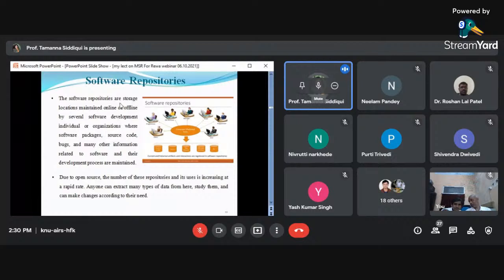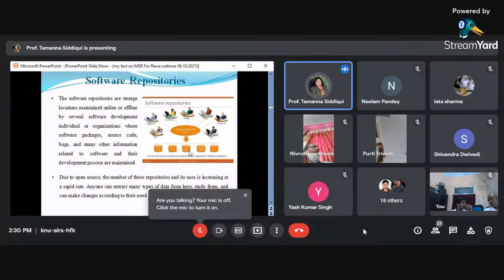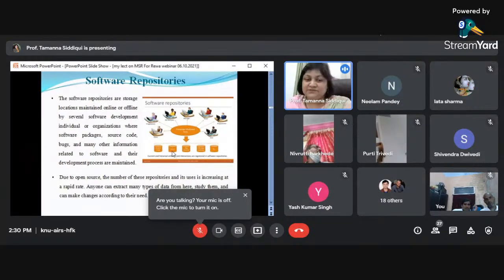Basically, software repositories are storage locations maintained online or offline by several software development individuals or organizations, where software packages, source code, bugs, and much other information related to software and its development process are maintained. So you can understand that rich information is available here. Different types of users can access and store different types of information in a collection of repositories, either offline or online, and through some software tools, the different types of users are able to access and store the information.